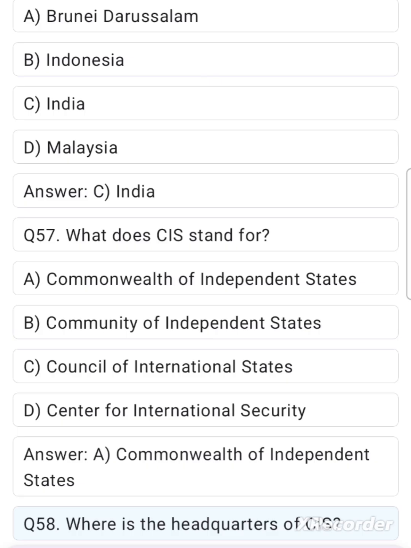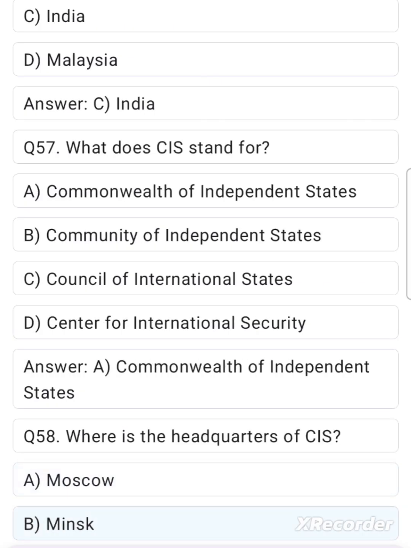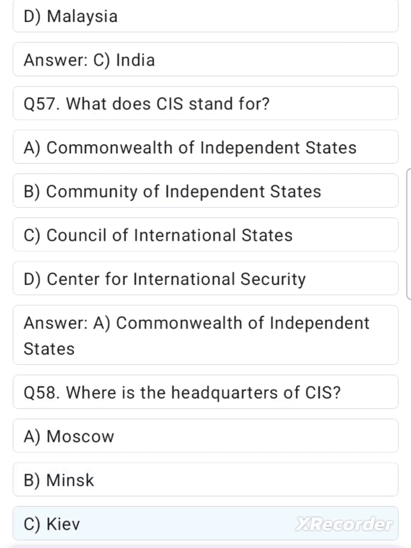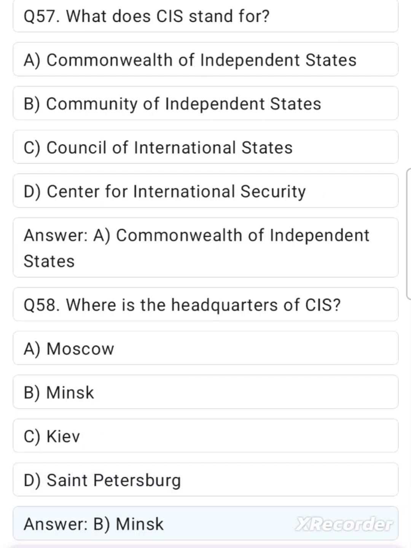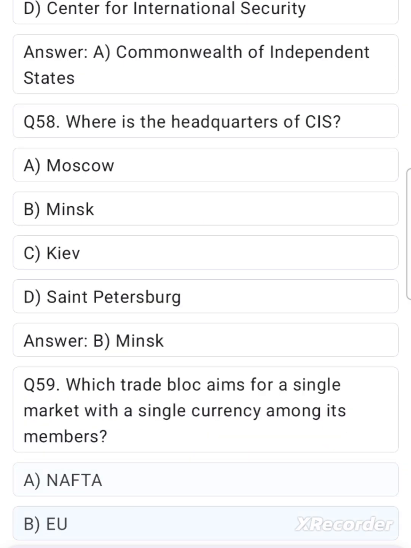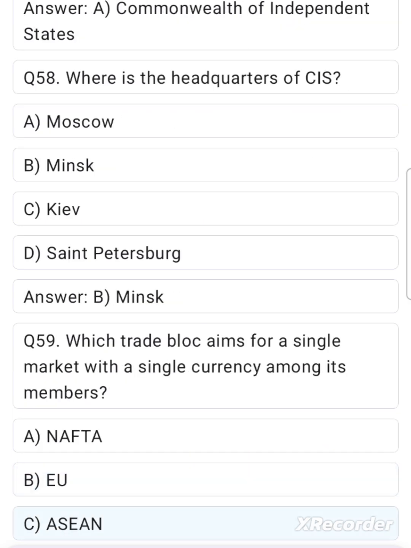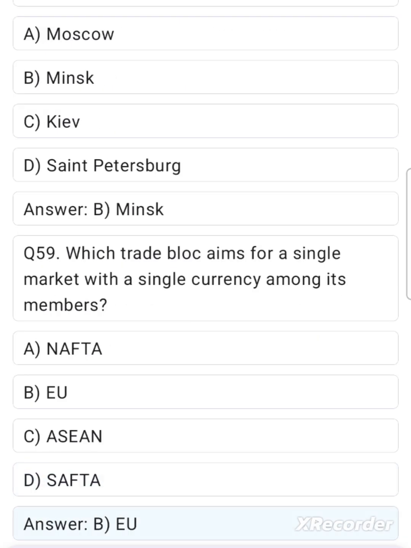Q58. Where is the headquarters of CIS? A. Moscow. B. Minsk. C. Kiev. D. St. Petersburg. Answer: B. Minsk. Q59. Which trade bloc aims for a single market with a single currency among its members? A. NAFTA. B. EU. C. ASEAN. D. SAFTA.